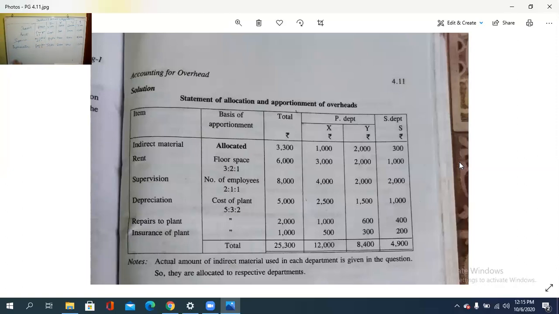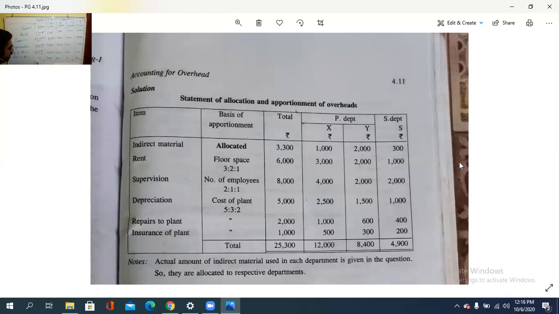Then repairs to plant. Repairs to plant is based on the same cost of plant, isn't it? It is really the same, cost of plant. So 5:3:2. What is the total? 2,000. That is also given in the question. 2,000, 5/10, 3/10, and 2/10. So it is 1,000, 600 and 400. And the same for insurance of plant. How much is it? Same cost of plant 5:3:2. 1,000 to be segregated. So 500, 300, 200. Take the total.